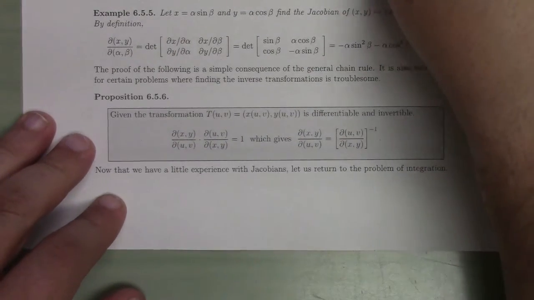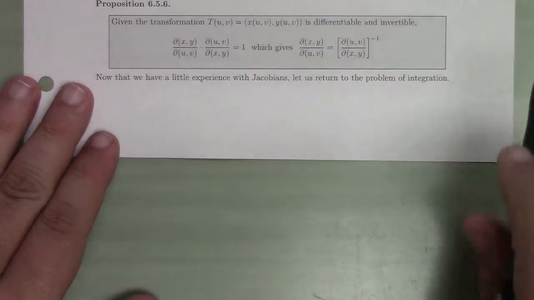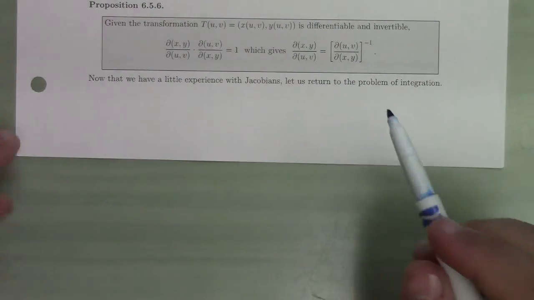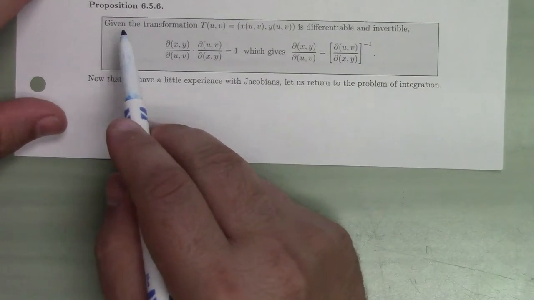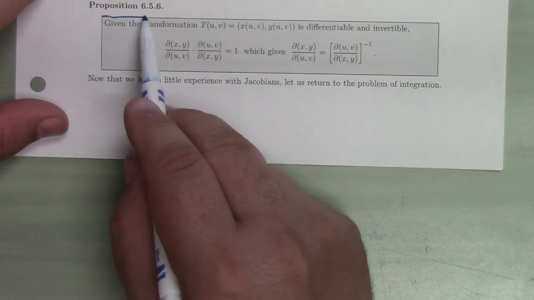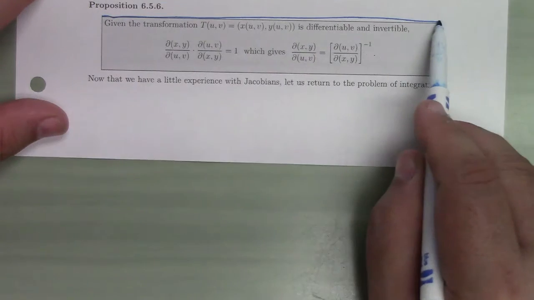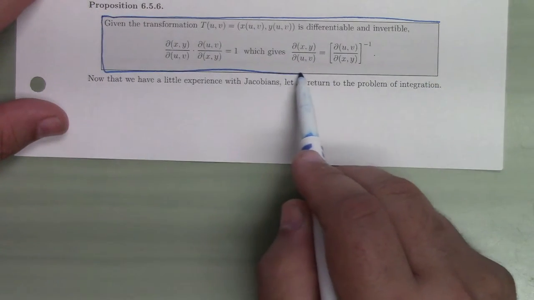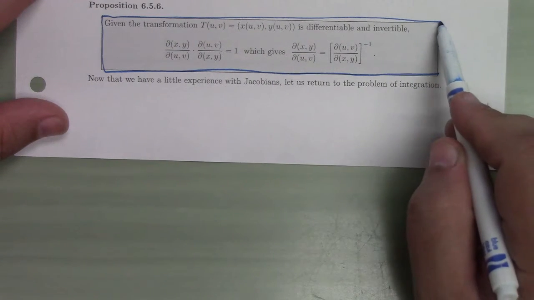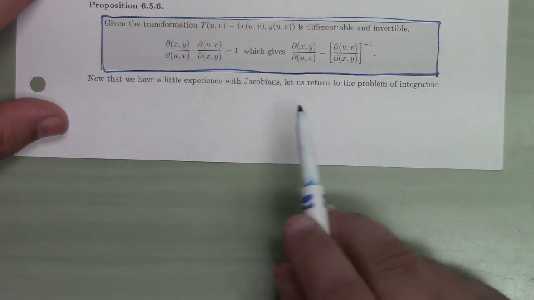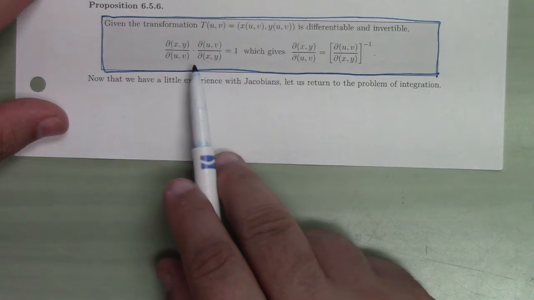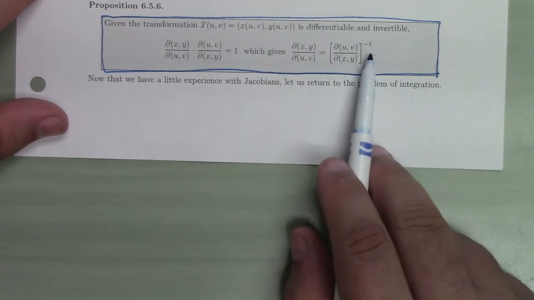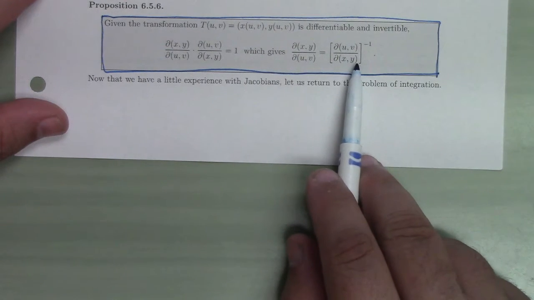There's another handy-dandy theorem here. This is sometimes very useful because it's not always possible to calculate x as a function of the transformed variables and y as a function of the transformed variables. Or sometimes it's just easier to look at the transformed variables as a function of x and y. And so partial x y with respect to u v is also the reciprocal of partial u v with respect to x y.